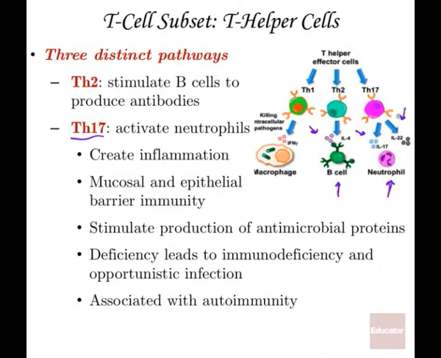So remember that the neutrophils are important because they cause or create inflammation, and they change the mucosal and the epithelial barrier. They stimulate production of these antimicrobial proteins. Remember the complement pathway, okay? We also get complement here as well. So it's almost like a later stage feedback mechanism to bring the innate immune system back into the fold. Now, if you have a deficiency in Th17, you can open up the gate to being more susceptible to opportunistic infection, for instance, and the Th17 pathway is also associated with autoimmunity.